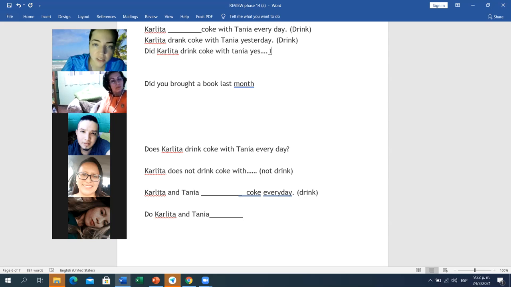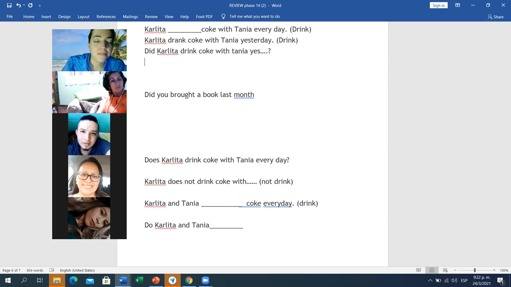Esto fue una pregunta. That was our auxiliary. Now, how will be in the negative? ¿Cómo sería en negativo? ¿Quién es nuestro sujeto, Jacqueline? Carlita. How will do it in the negative form? Carlita didn't. No va a decir drinkent. Excellent. Carlita didn't drink what? Drink coke. ¿Seguro que no es drunk? No. Okay. Drink. ¿Por qué drink? Porque el drink es en pasado. There you go. Excellent. There you go.